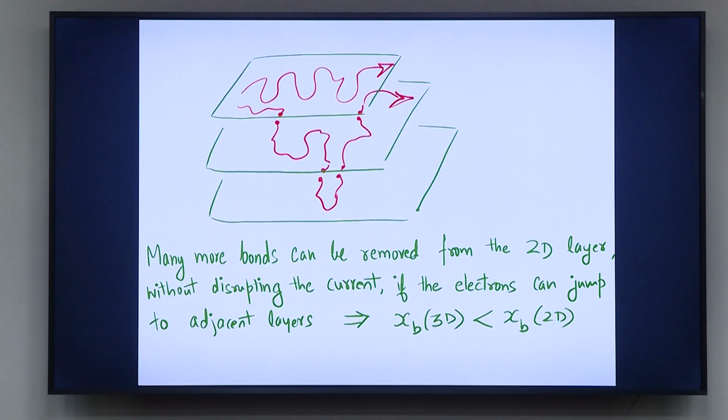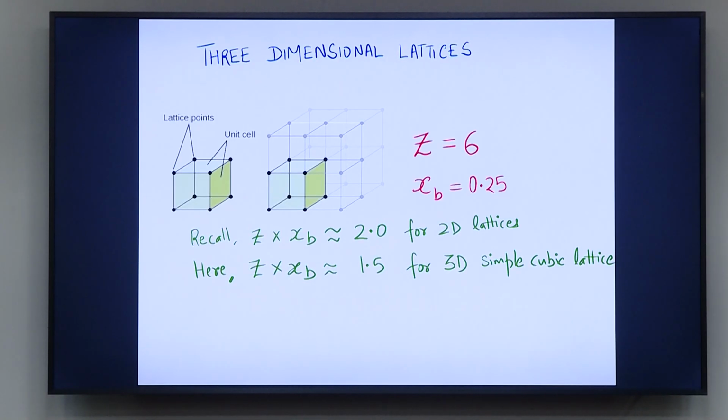Things are not available in the plane, but I can go one up or one down, and there I can continue propagating. So it so happens XB is only 0.25 for the 3D cubic lattice, not 0.5 as for the 2D. And the reason why it is lower, I have argued. We can otherwise run the program or create a structure, do the experiment, and you can prove these things.